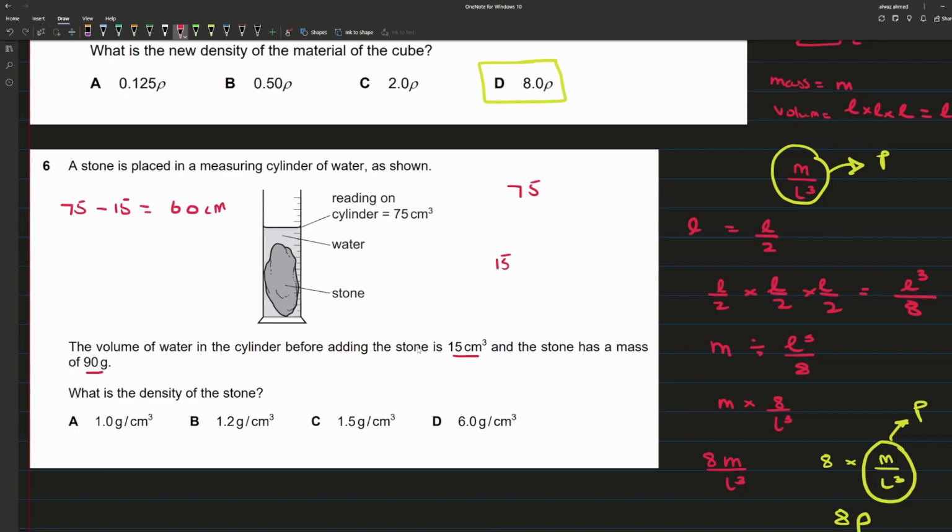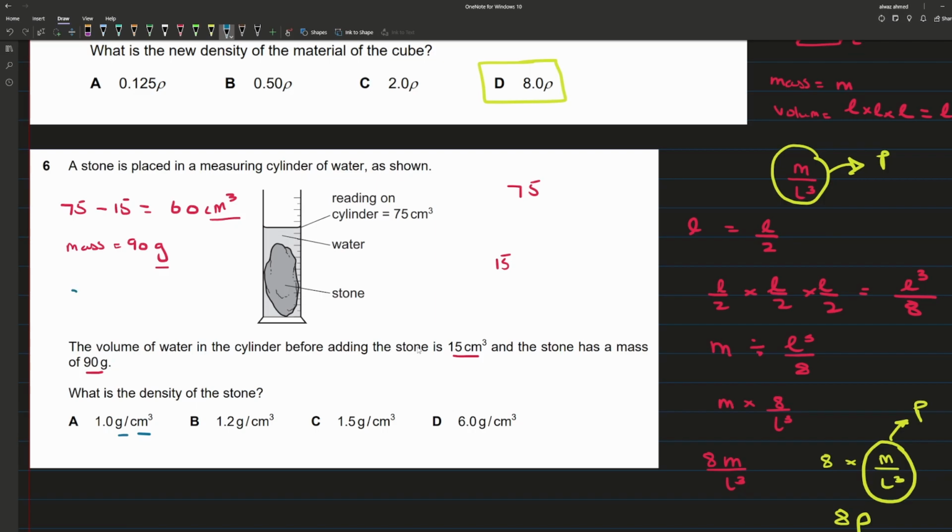So we know that the volume of our stone is 60 centimeter cube and the mass that we have is 90 grams. Now the one thing that we need to make sure is that our units are correct. So we've got the mass in grams and the volume in centimeter cube, and if you look at our options we can see that all of the options have the answers in gram per centimeter cube. Now this means that we don't need to do any change in units, so we can just simply solve this.